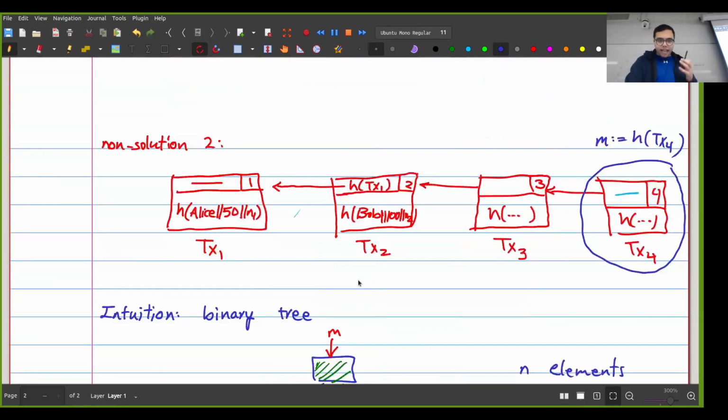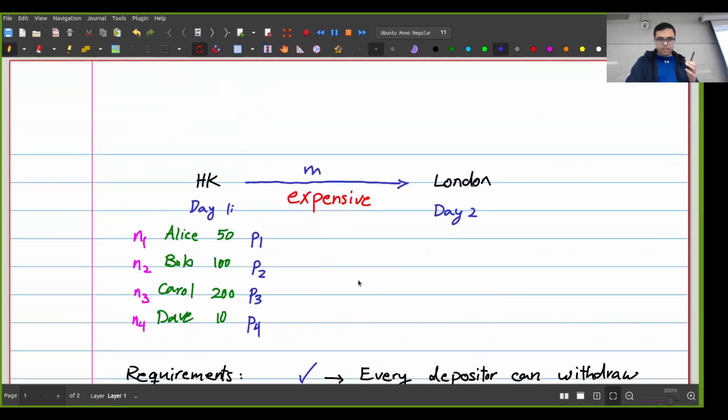So the way this actually works is that on day 1 in the morning, everyone goes to the Hong Kong branch and deposits their money and gives their nonces and everything. And then after all the deposits are done, only then the Hong Kong branch can create that Merkle tree. So they create the Merkle tree, they send the hash of the root to the London branch, but again, only after they have created the Merkle tree, they can give the proofs to the clients.